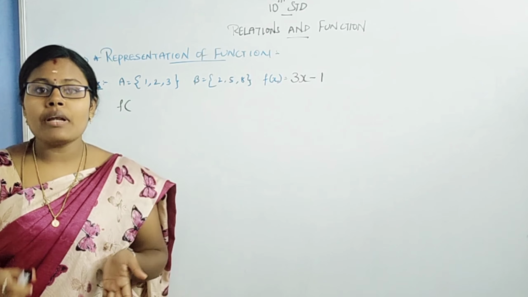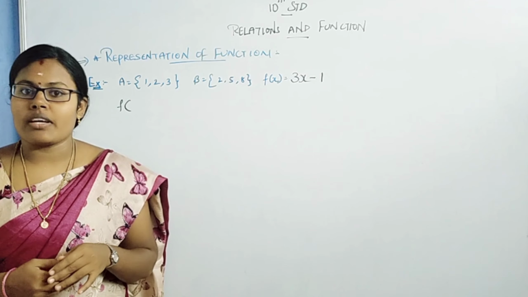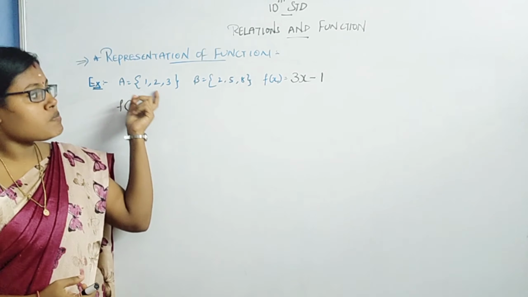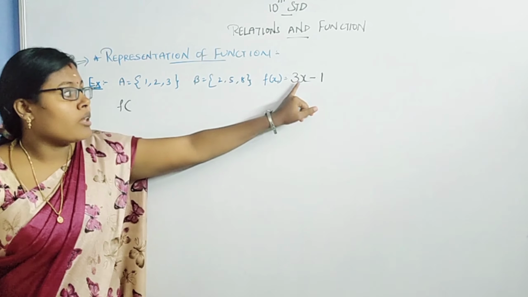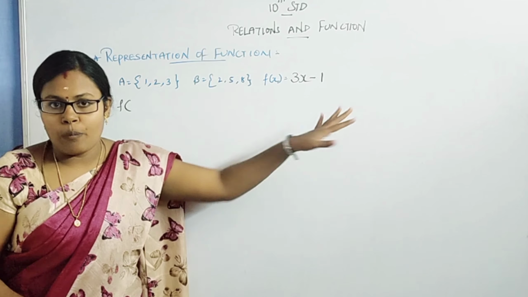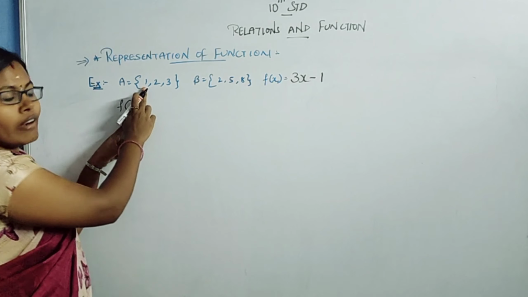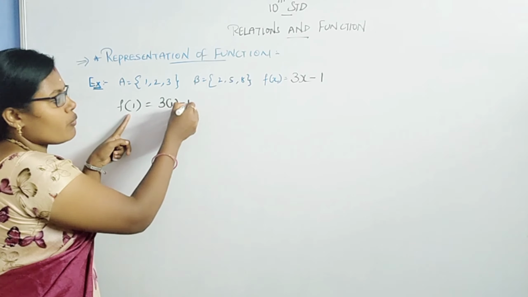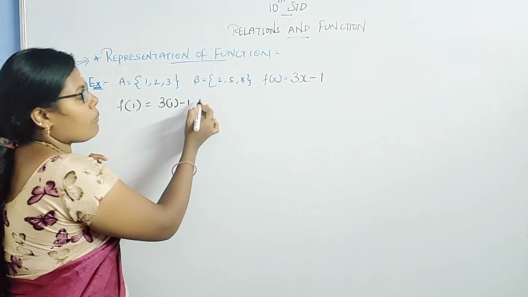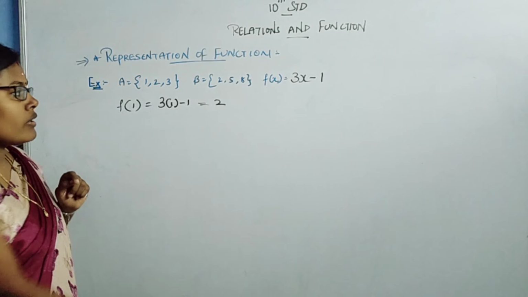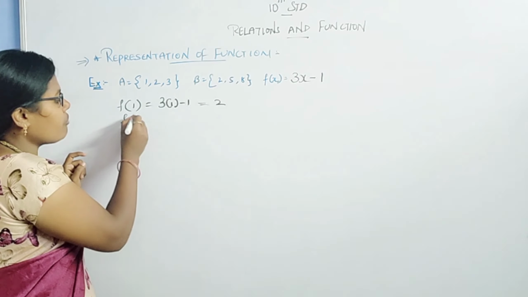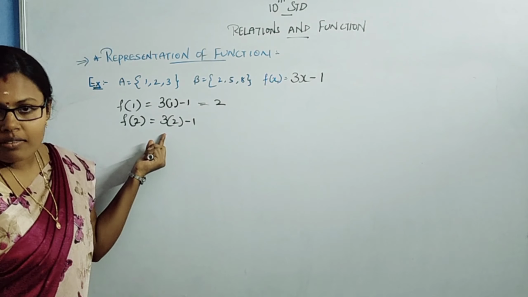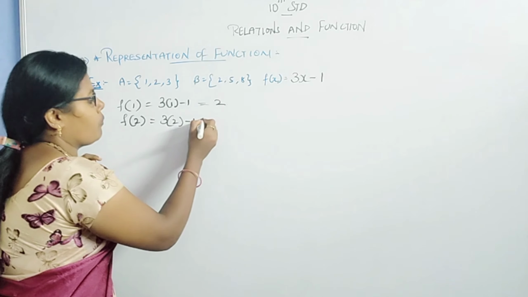In this example, I'll show all these 4 ways of representing the function. Okay, so first what we'll do, whatever the elements you have in A, substitute those elements in the place of x, and take the f of x value. Okay, suppose first you have 1 here. So f of 1 is equal to 3 into 1 minus 1. Okay, so 3 ones are 3, minus 1 is 2. Okay, so next is 2. So f of 2, 3 into 2 minus 1. So 3 twos are 6, 6 minus 1 is 5.